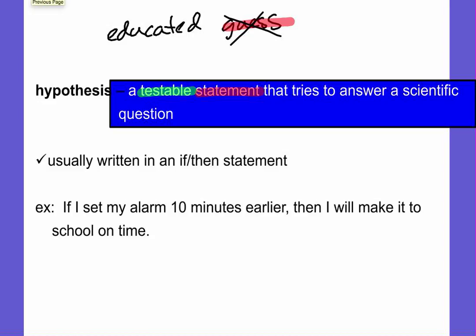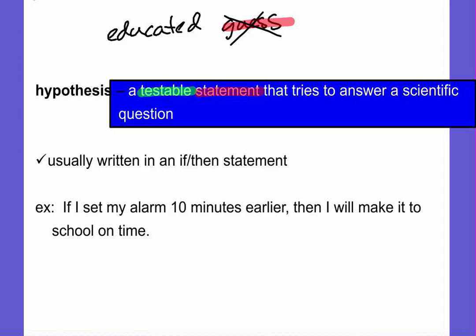That's an if-then statement. So this example right here, if you read that hypothesis, if I set my alarm 10 minutes earlier, then I will make it to school on time. I have a scientific question. I have a problem that I need to solve. What is that problem, obviously? Not getting to school on time. Can't get to school on time. I don't have nearly as much problem with that anymore, but you could ask your band teacher how good I was at that in high school, right? I was late all the time. It was terrible, right?